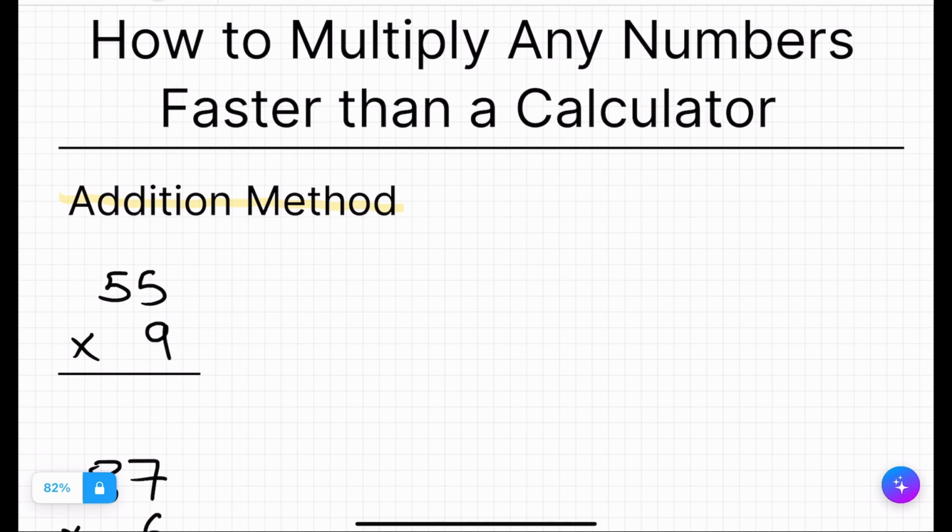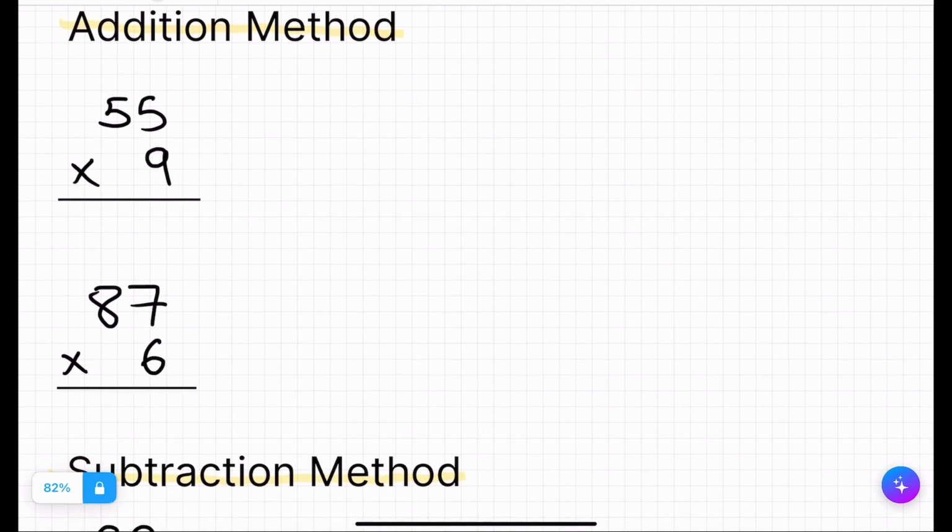Today, I'm going to show you how to multiply any numbers faster than a calculator. The first method is the addition method. And what does that mean?